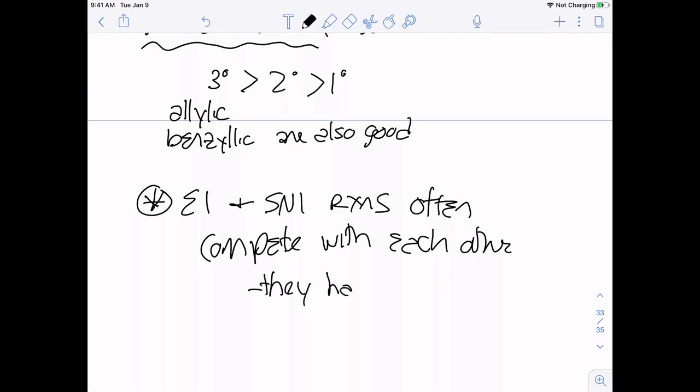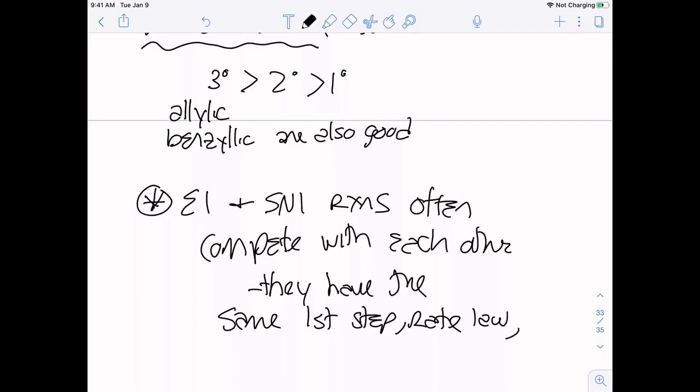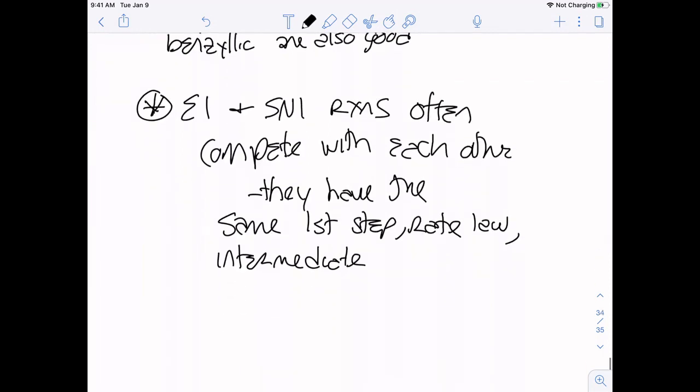They have the same first step, the same rate law, the same intermediate. So often we'll get a mixture of products. We'll get both the substituted and the eliminated product.